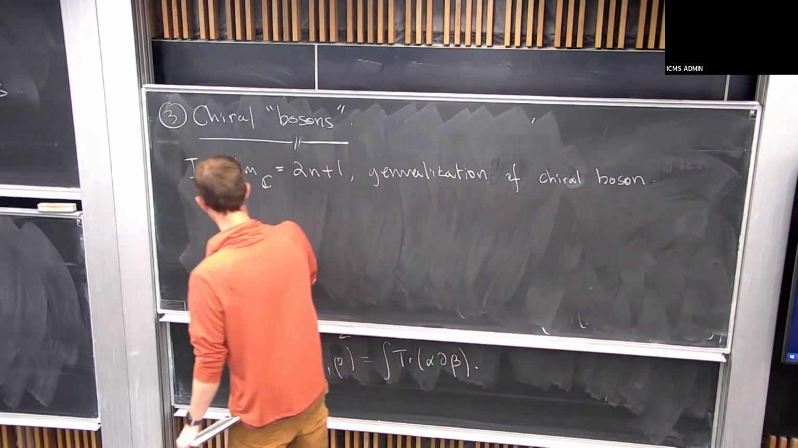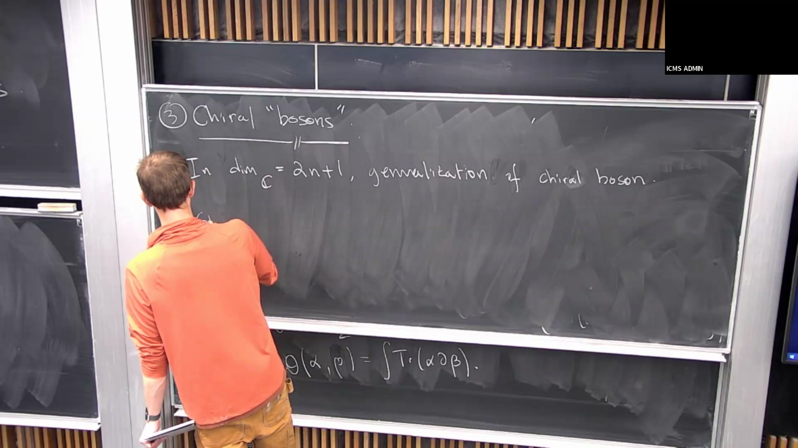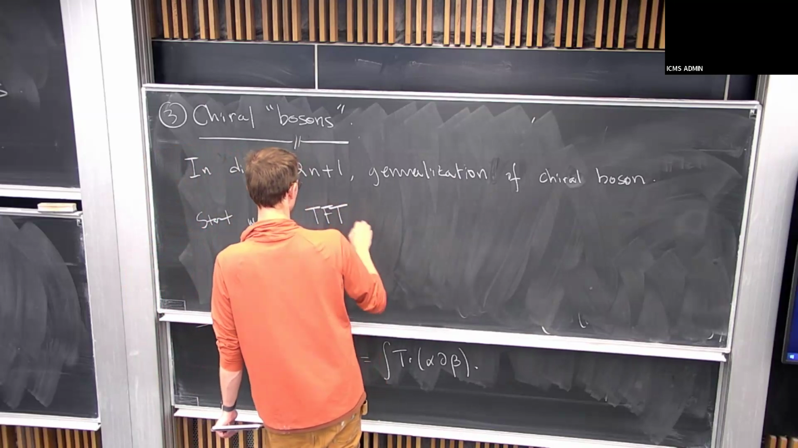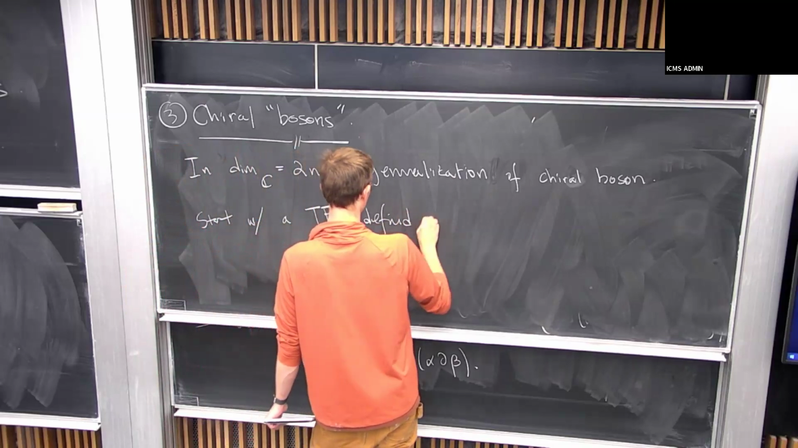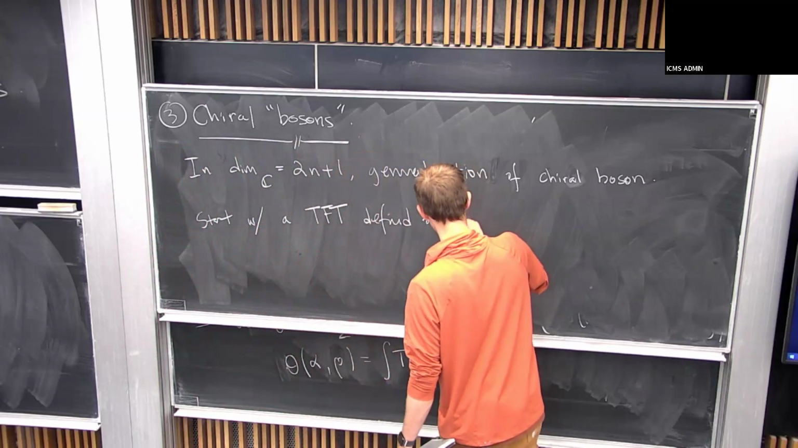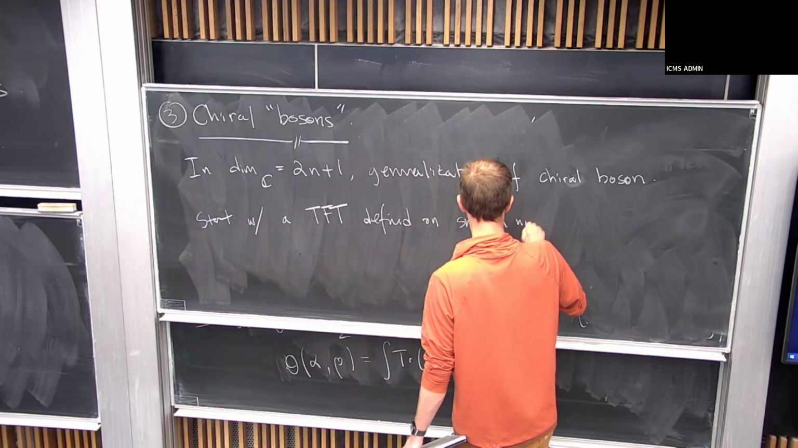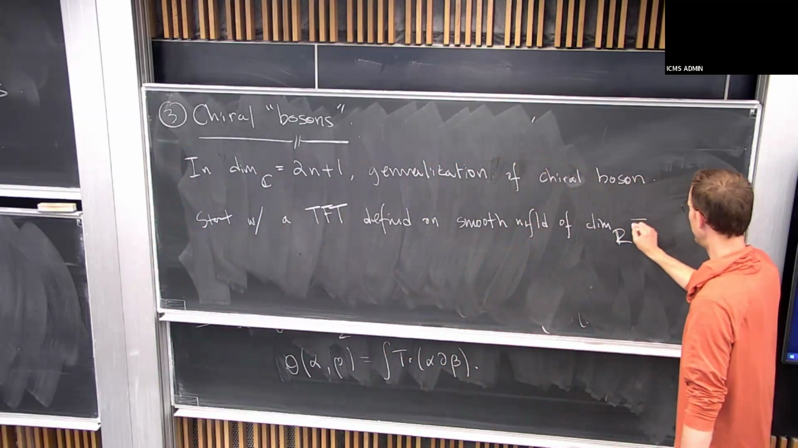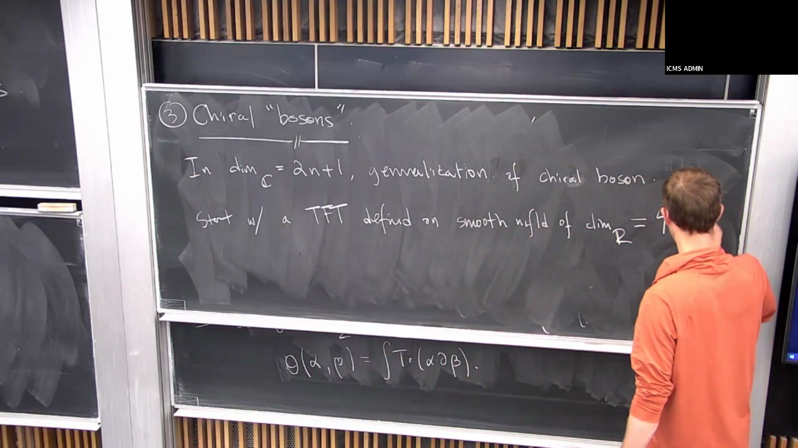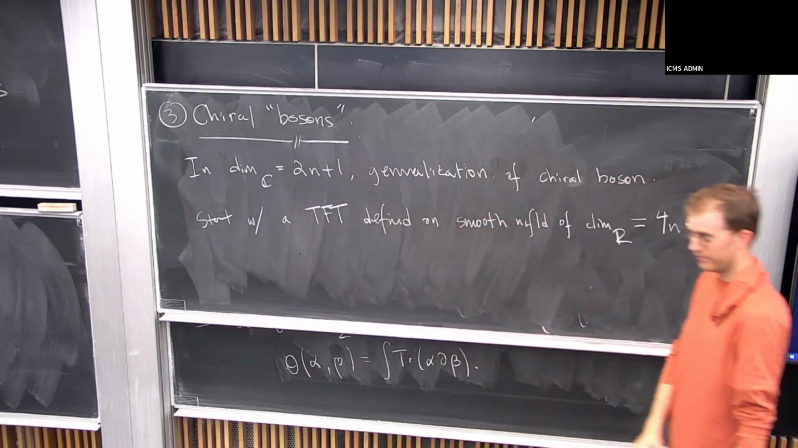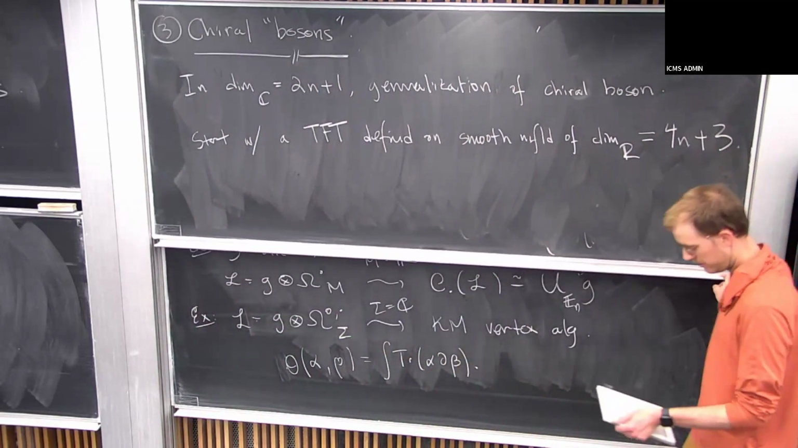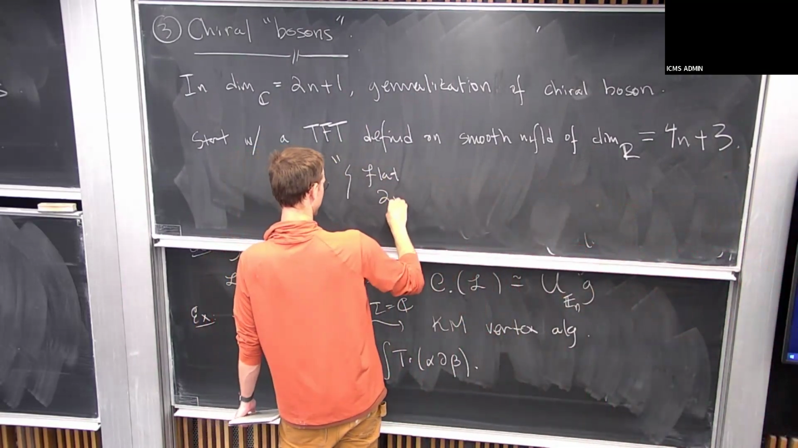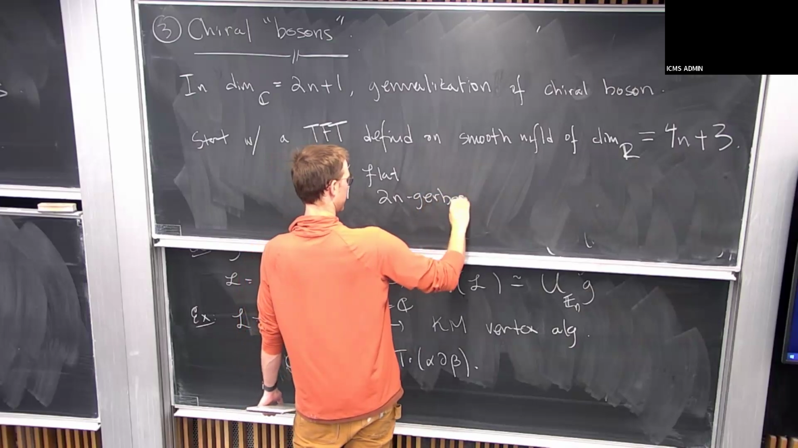And it starts its life. We start with a sort of topological field theory defined on smooth manifolds, of real dimension now 4n plus 3. And that's the boundary of such a thing. So what is this? This is the TFT of what are called flat 2n gerbes. That's a very fancy name.